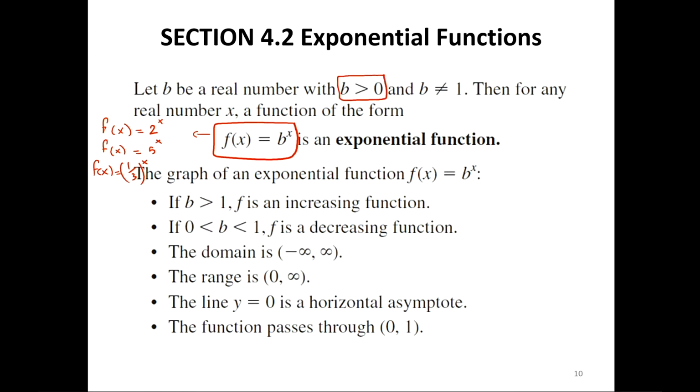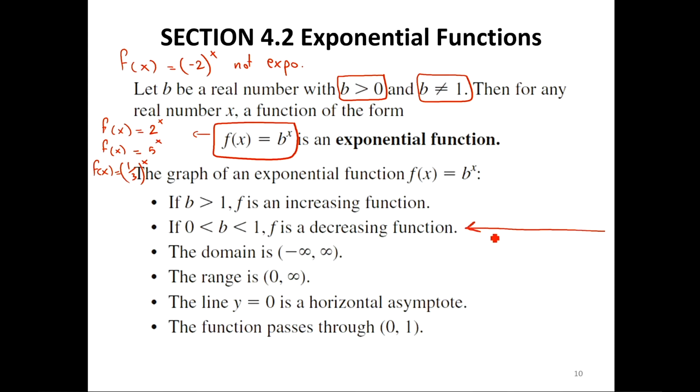So, for example, f of x equal minus 2 to the power x, this is not an exponential function. This is not, because the b must be positive and not equal 1. Because 1 to the power x equals 1. This is constant, not an exponential function.